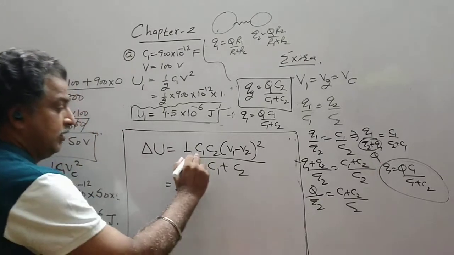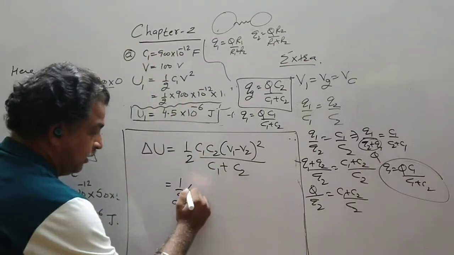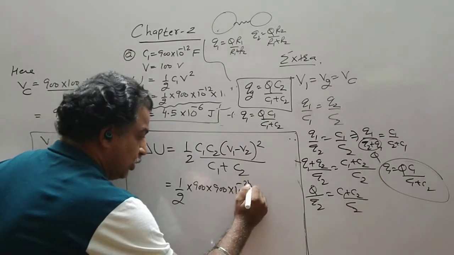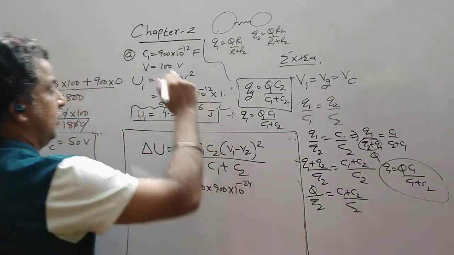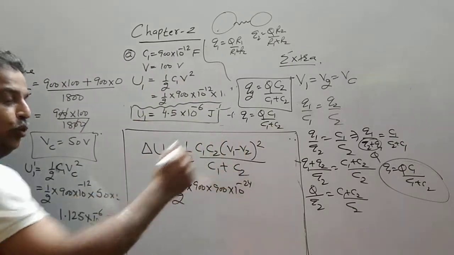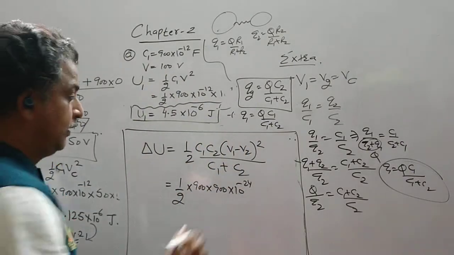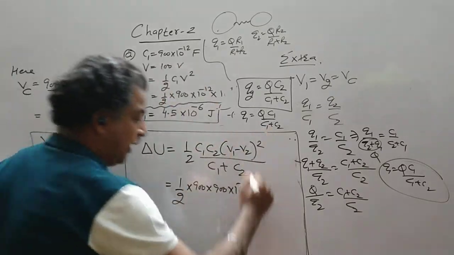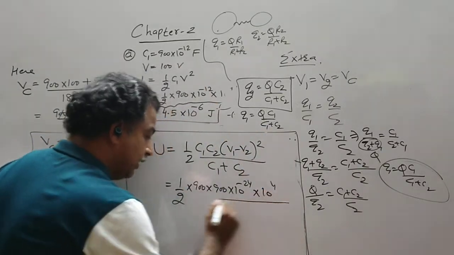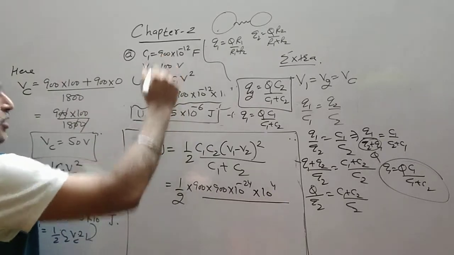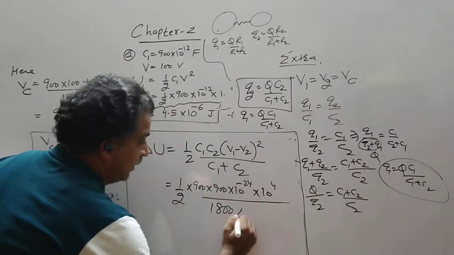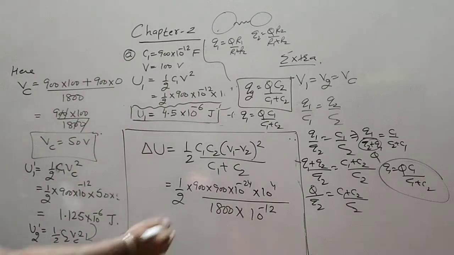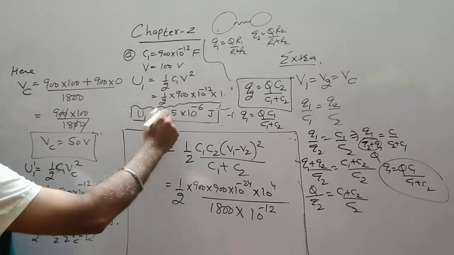Let us see what this is. Half C1 into C2, that is 900 into 900 into 10 raised to minus 24. V1 is 100 volt. V2, it was not connected with the battery. So C2 was not connected to battery. So V1 is 100. 100 square, that is 10 raised to 4. Divided by C1 plus C2, that is 1800 into 10 raised to minus 12. Now you do this calculation. Answer will be half of this.